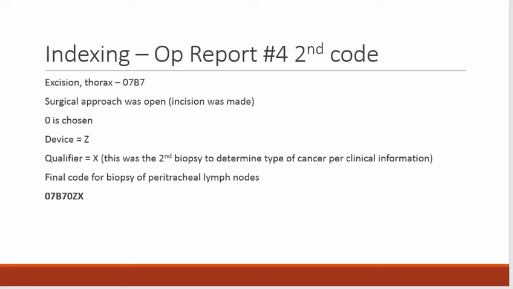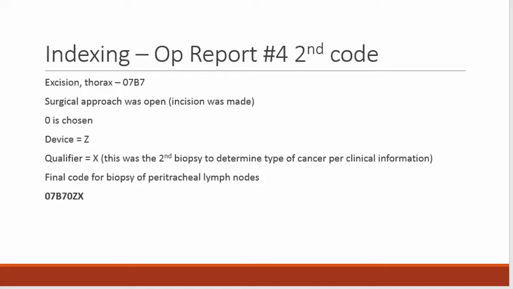Then if we move to the second biopsy, again, the surgical approach is different because they made an incision. It states that the patient was prepped and draped in a normal sterile fashion. An incision was made. So that is an open procedure. We're going to index the main term of excision. It's still a biopsy. The main term is still excision, or the root operation is still excision. Then thorax. Then we have 07B7 given to us in the alpha.